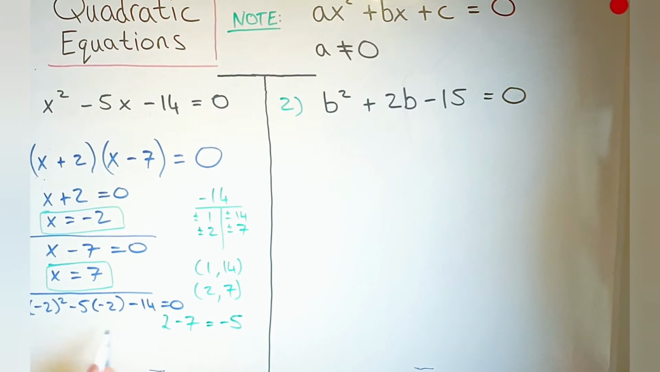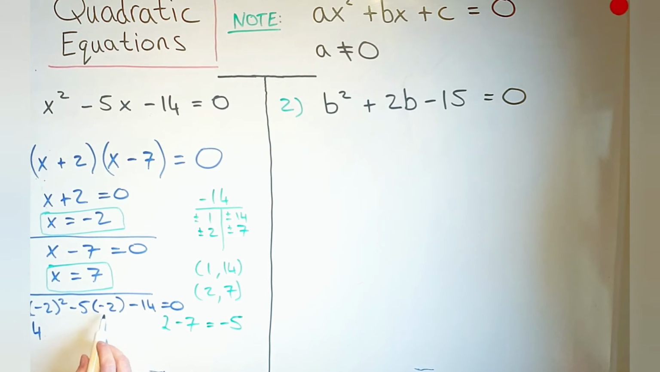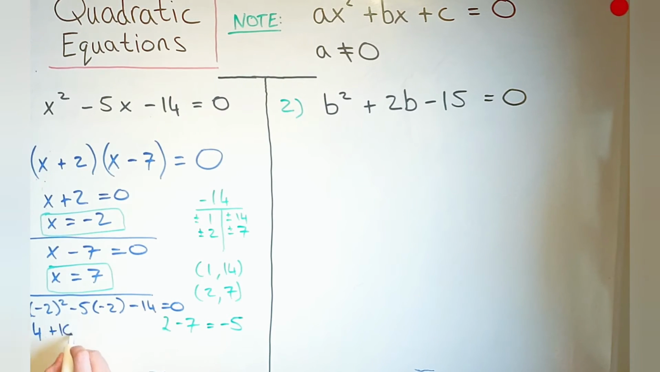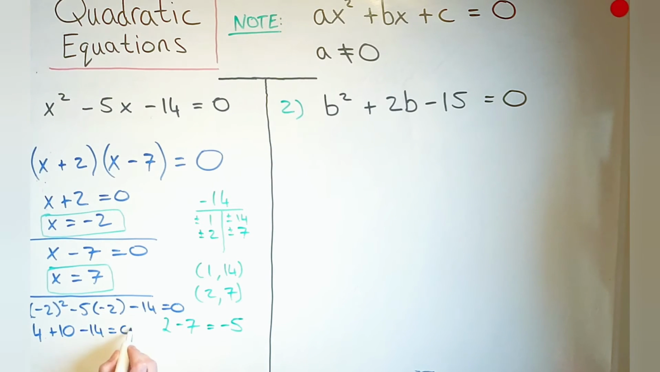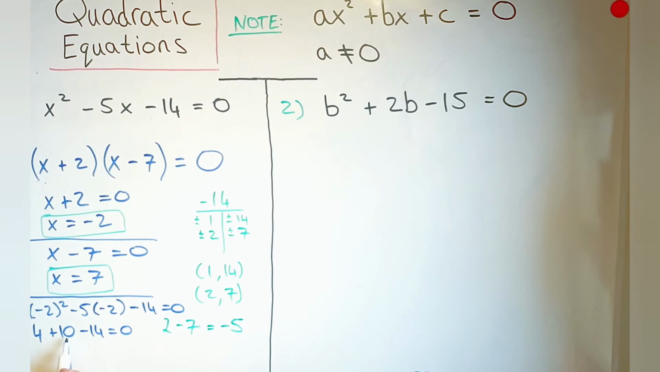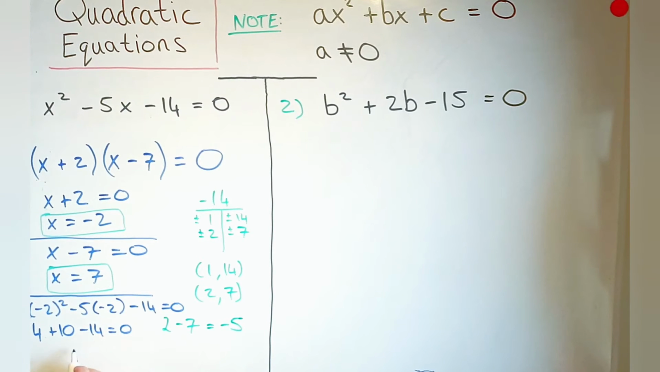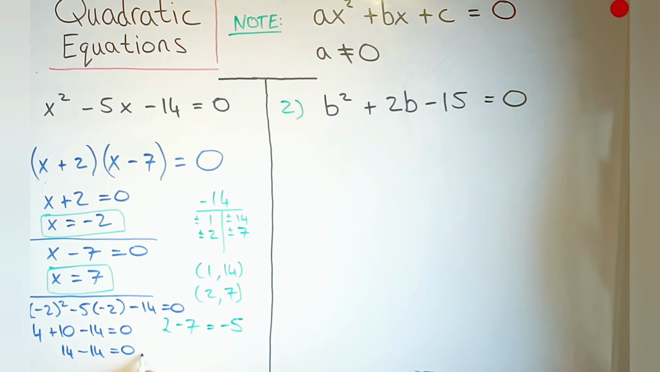And then we'll just do this out. So -2 squared, we know that to be 4, and then we have a -5 by -2, which is positive 10, and then we have a -14 equals 0. Well, we can see that 4 plus 10 is 14, minus 14 is going to equal 14 minus 14 equals 0, or 0 equals 0.